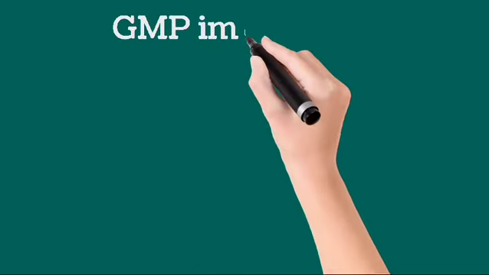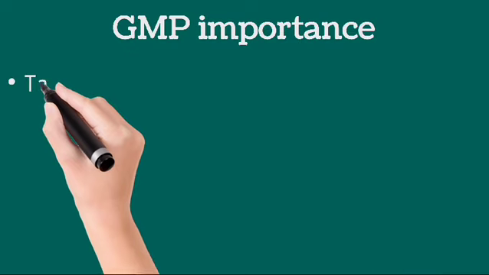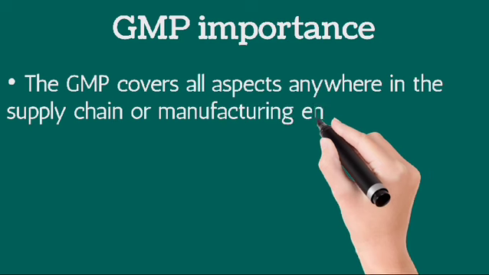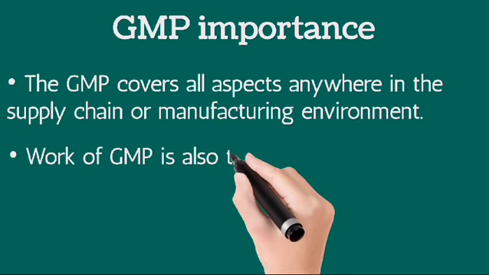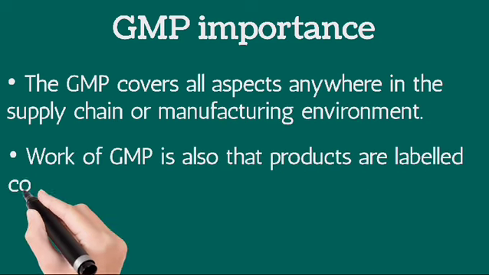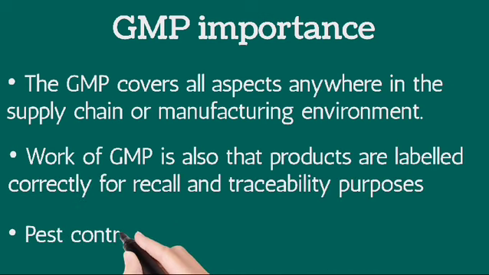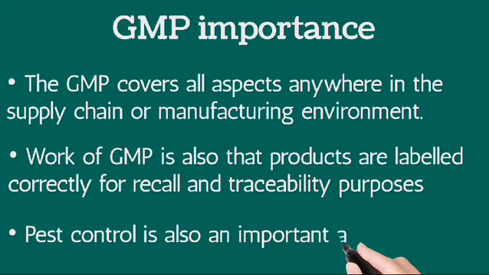GMP importance. The GMP covers all aspects anywhere in the supply chain or manufacturing environment. Work of GMP is also that products are labeled correctly for recall and traceability purposes. Pest control is also an important aspect.